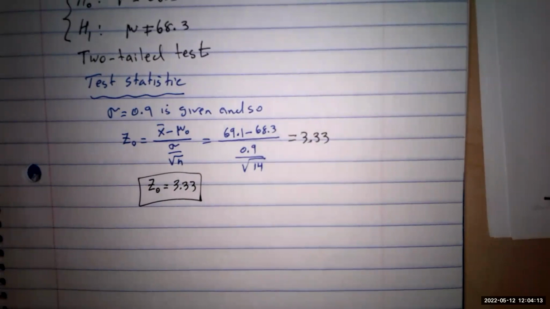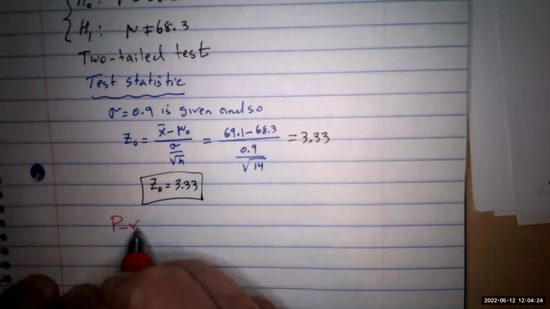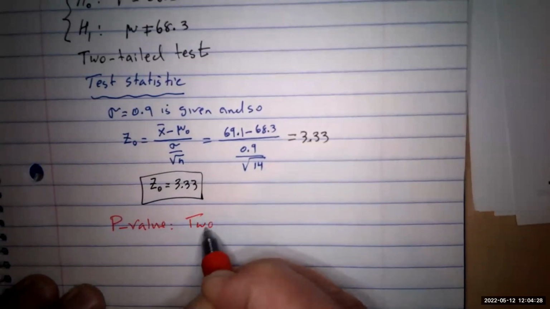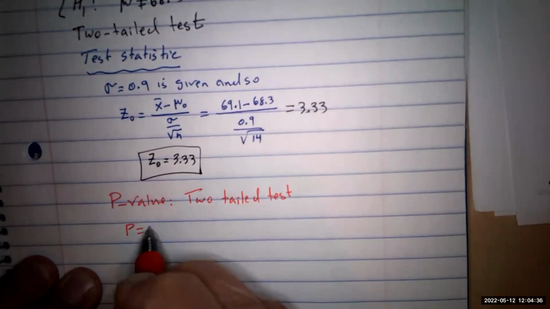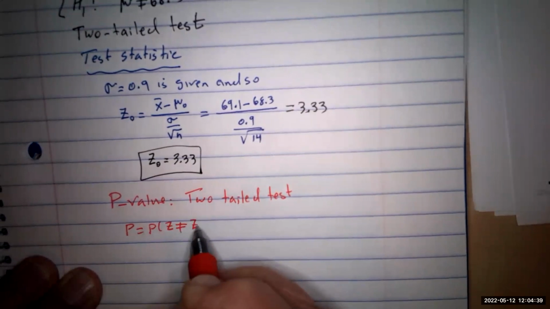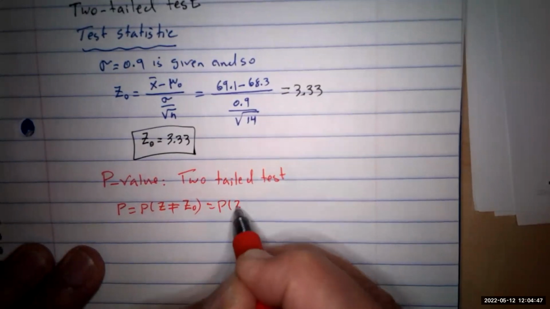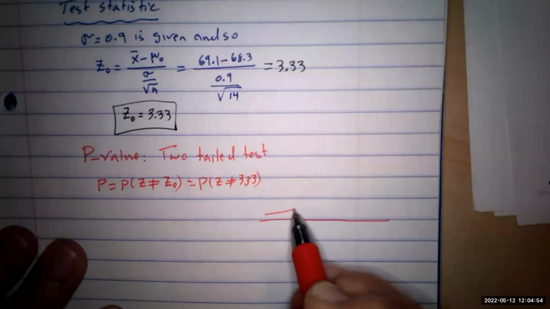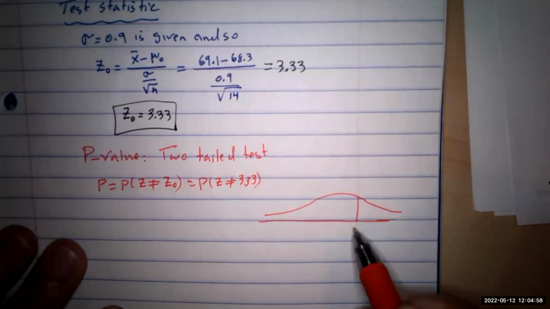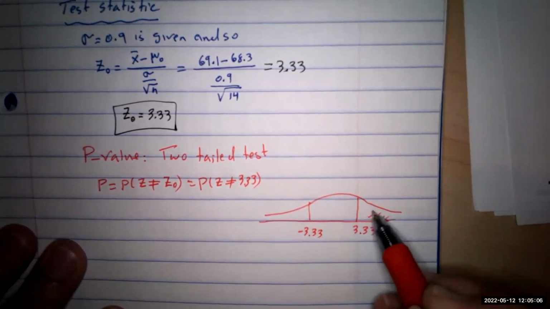Now the probability, the p-value. You have a two-tail test. The two-tail test means the p is going to be the probability that z is not equal to z naught. You see, we already talked about it. So you're going to pick the 3.33 here and the negative 3.33 here. These together are going to be your p-value.